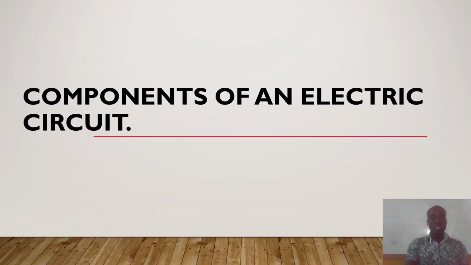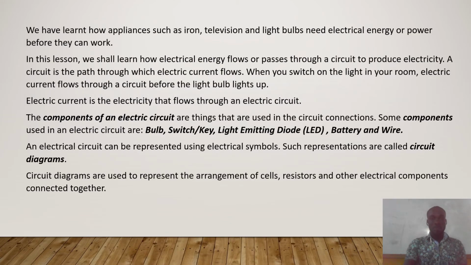So today we shall be learning about the components of an electric circuit. We have learned how appliances such as iron, television, and light bulbs need electrical energy or power before they can work. In this lesson, we shall learn how electrical energy flows or passes through a circuit to produce electricity.